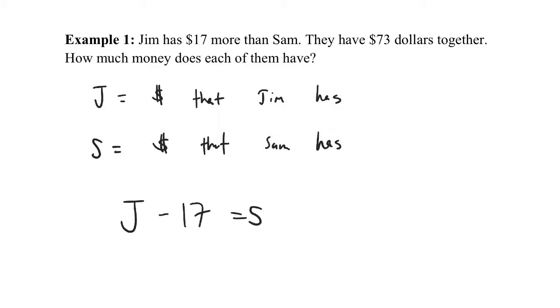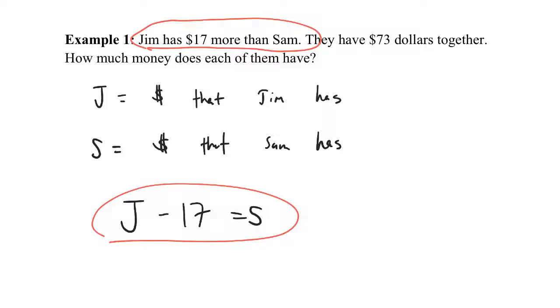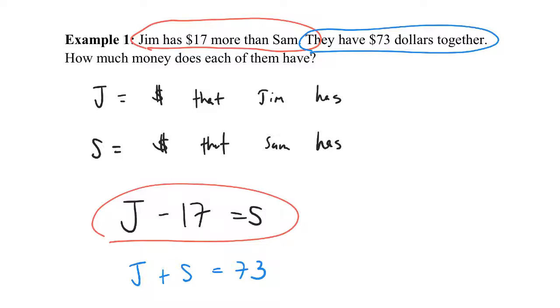What's the second? So that comes from this. Let me use some color coding here. What's the second equation from the second sentence going to give us, Clark? J plus S equals 73. Yeah. And that's the second equation right there.